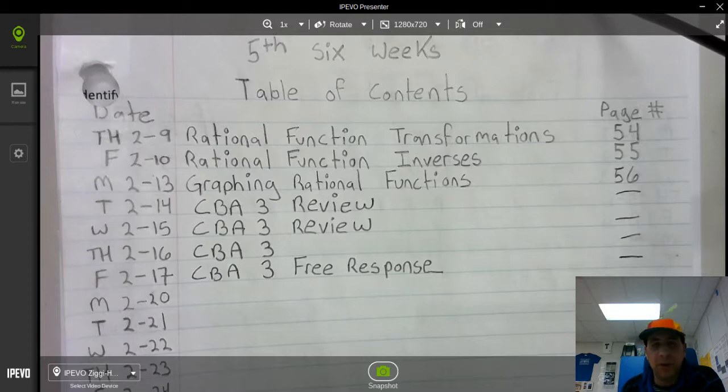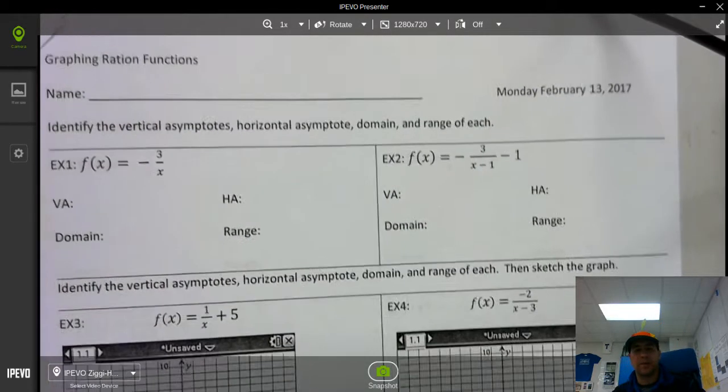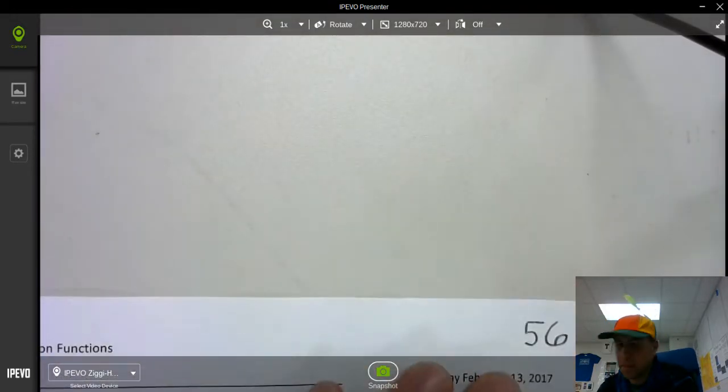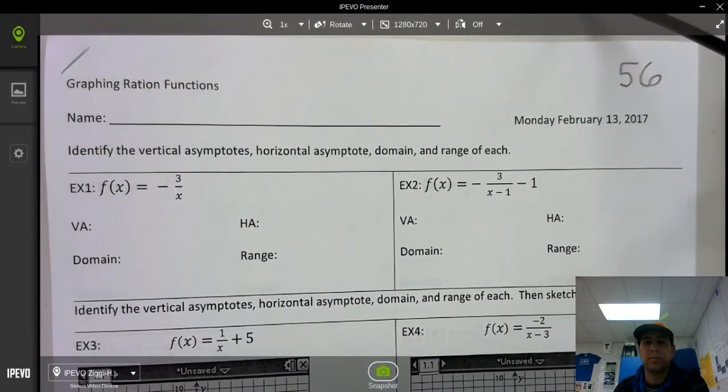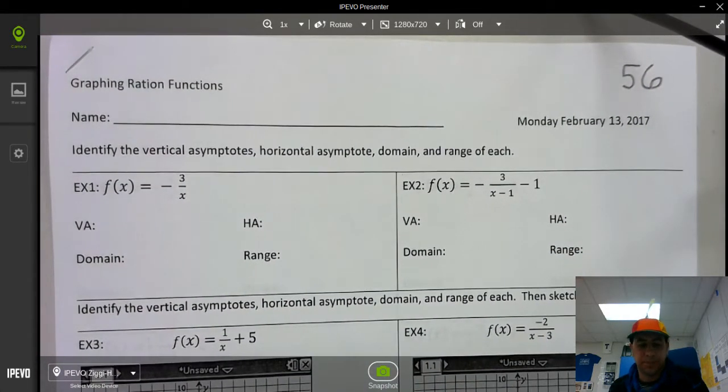All right, I'm assuming your table of contents are updated, so let's take a look at Monday. This is going to be page 56. Today's a little different in that we don't have any notes. We're just going to go straight to the examples, okay? You'll notice that it says graphing rational functions, and you're like, wait a second, Mr. Luke, there's no graphs. Well, what I want to do in example 1 and 2 is explain how you can understand the asymptotes, domain, and range without the graph, based on transformation knowledge, okay?